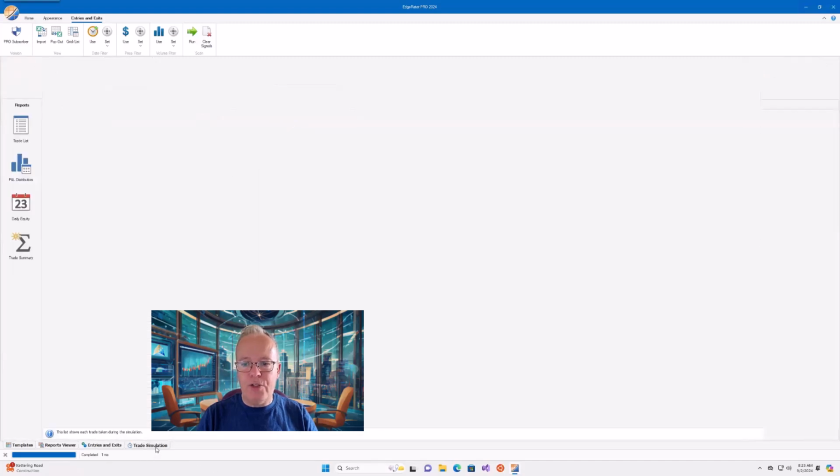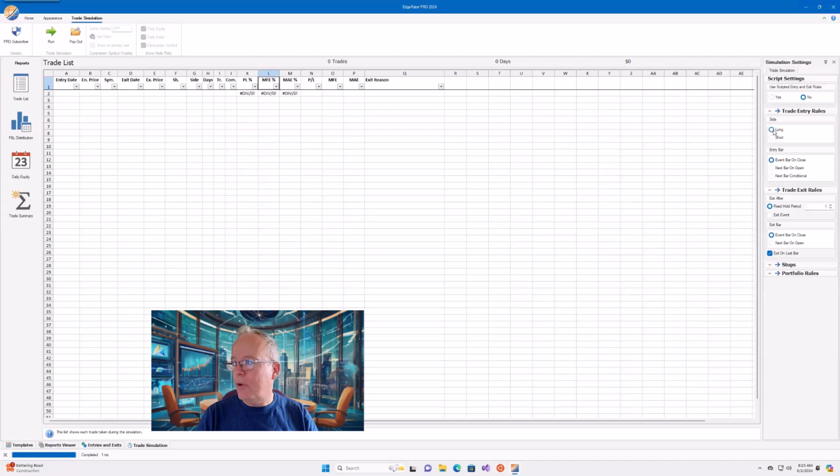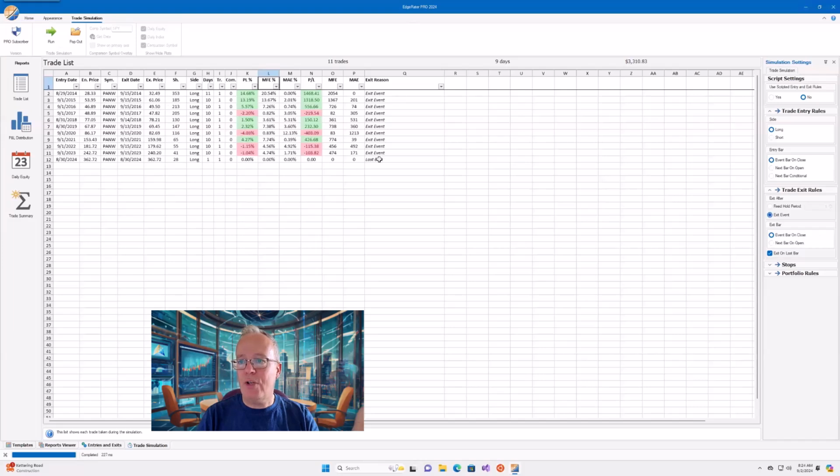And all you do then in EdgeRater is you go to trade simulation, you say, I'm going to trade long on the close of the last bar before 9/2, and I'm going to hold until the exit event hits, which is the last bar before 9/16, and that's it essentially. I'll run that. Here we have 11 trades because the last trade was 2024. We can remove that by saying, well, it was a last bar exit, so we won't exit on last bar. So then we have the 10 trades, and they are the 10 trades that make up the history there.